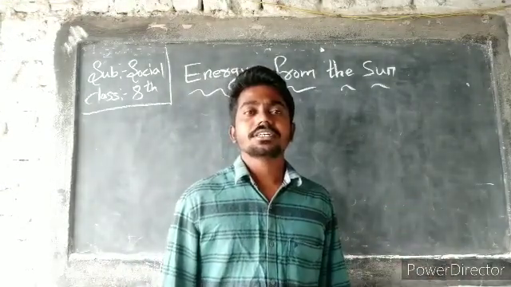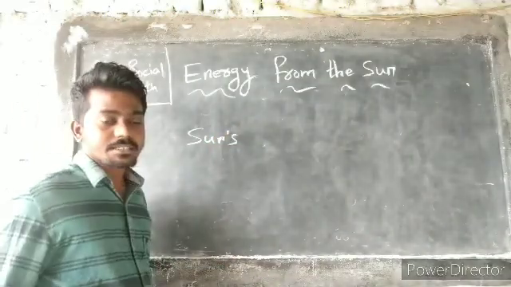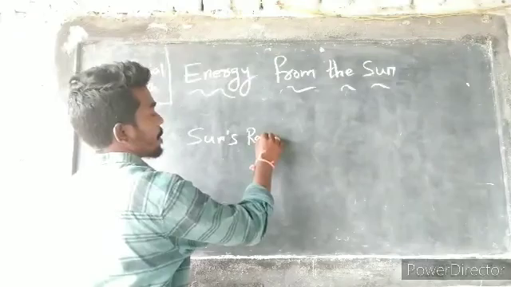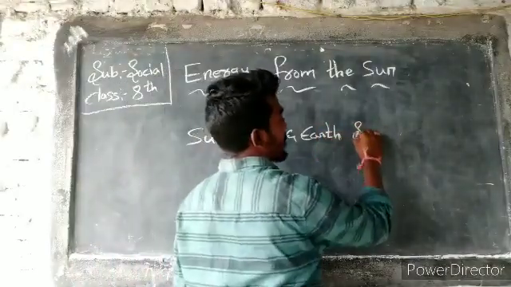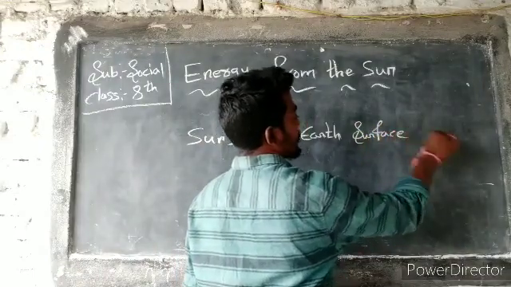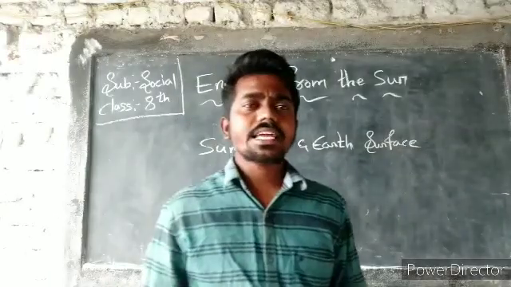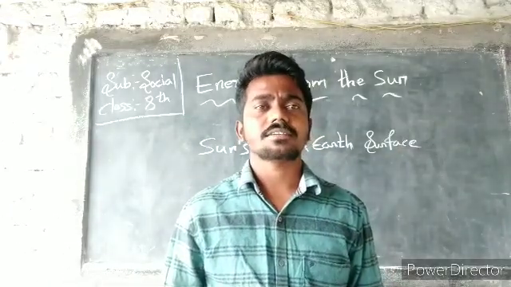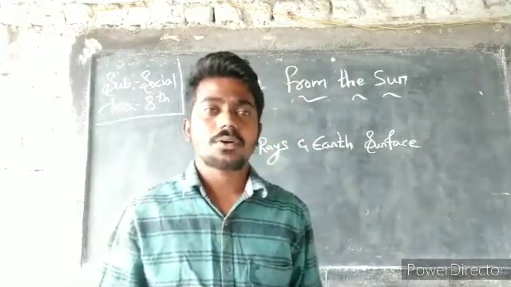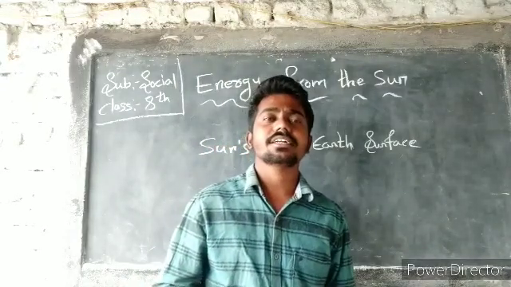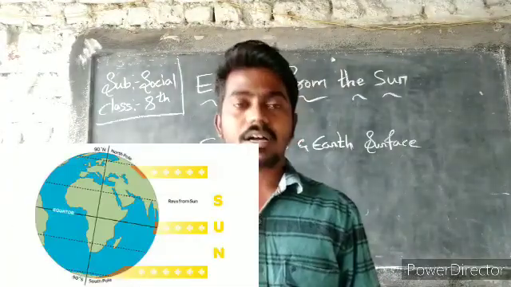Coming to the next topic, sun's rays and earth's surface. The rays which are coming from the sun hit the earth's surface, but do not heat it uniformly. The rays from the sun do not heat the earth's surface evenly. This is because of the curved nature of the earth.